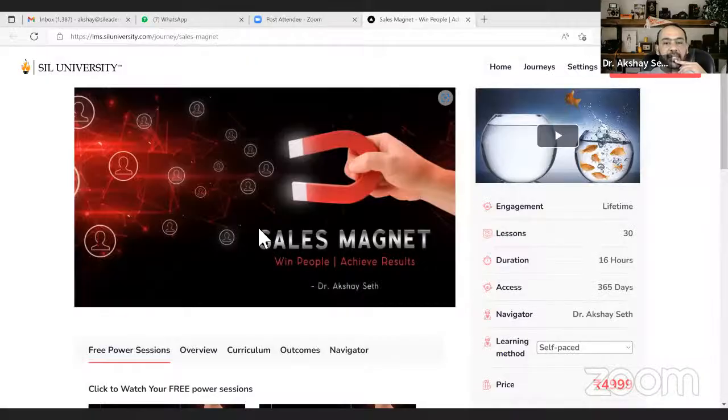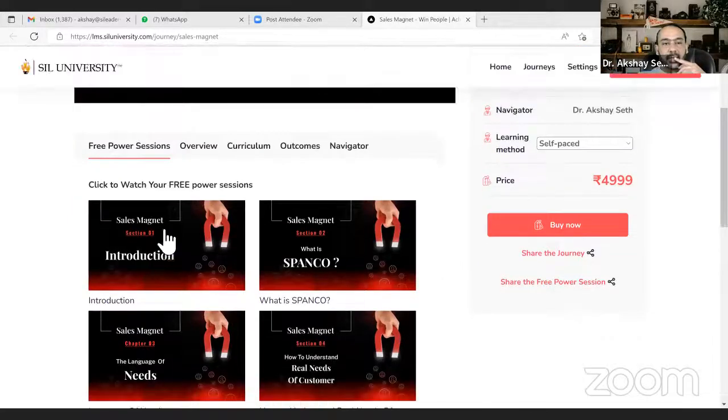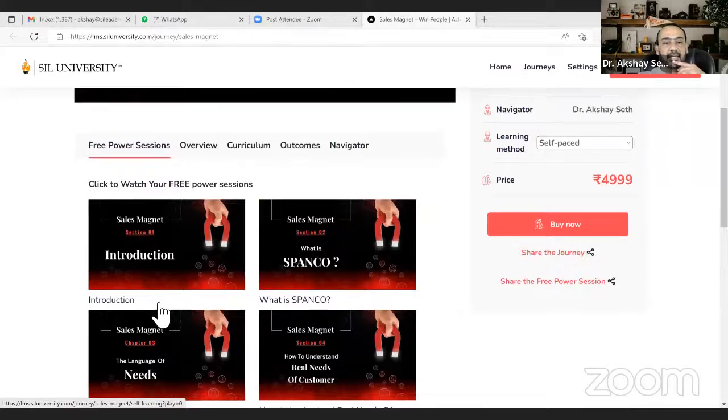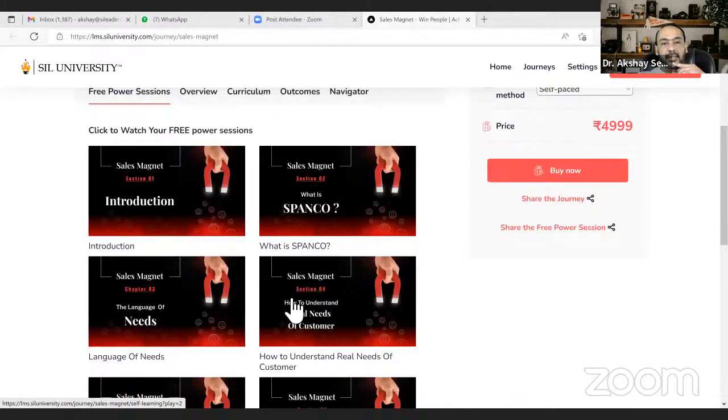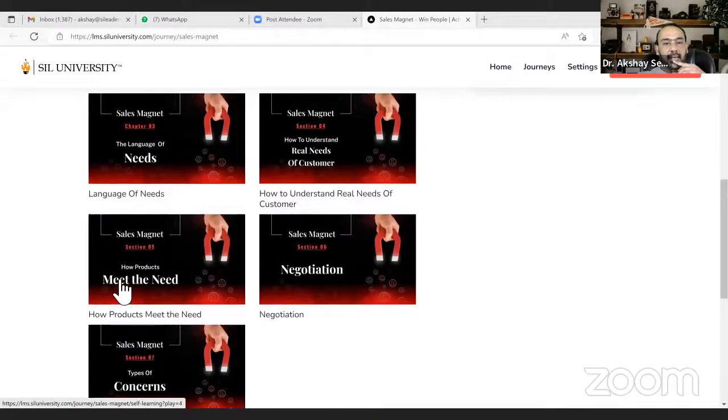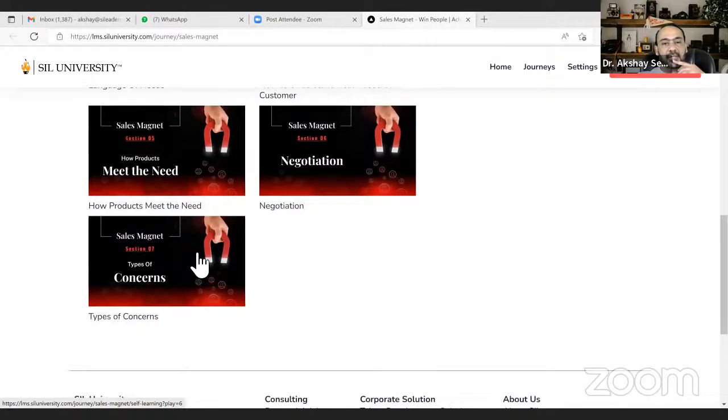There are free power sessions. There's an introduction session. There is a session where I have explained the 6 stages of the sales cycle. There is a session on language of needs. There's a session on how to understand real needs of customer. There is a session on how product meets the need. Some bit of tips on negotiation, the kind of concerns that you can face.